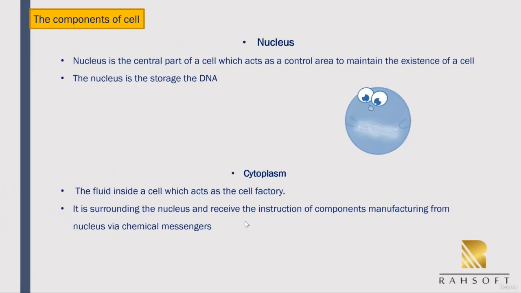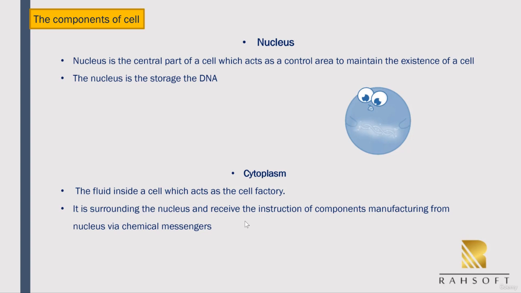First of all, you should note the two main components of a cell: the nucleus and the cytoplasm. We also have organelles that float through the cytoplasm, but ultimately the two main components of a cell are the nucleus and cytoplasm. The nucleus is the central part of the cell, which acts as a control area to maintain the existence of the cell. It also stores the DNA, which gives it functions and coding that tells it what its purpose is.